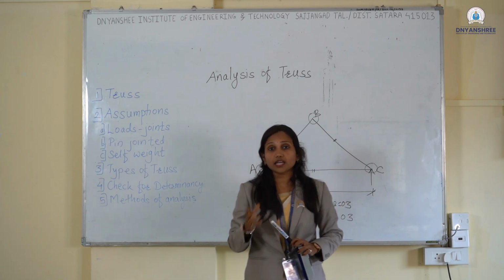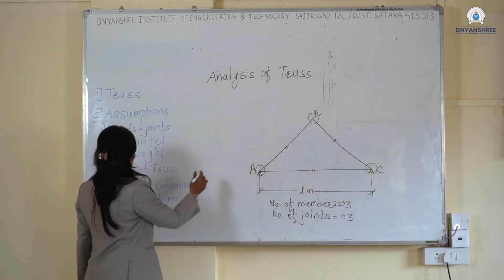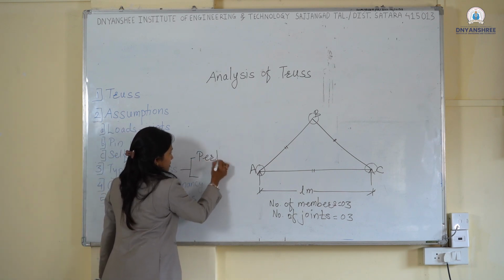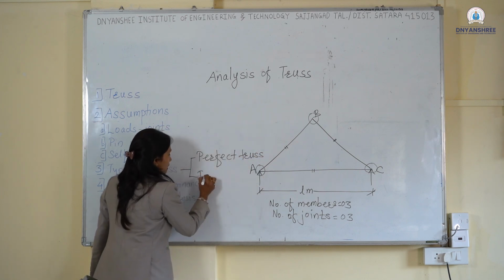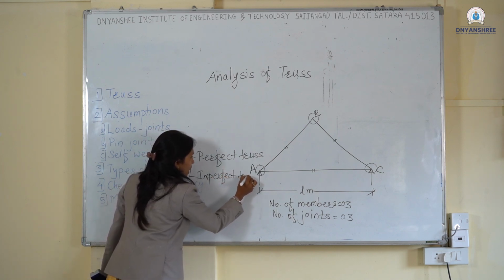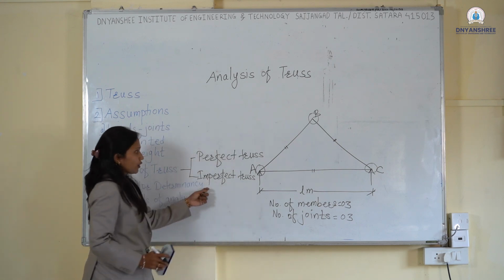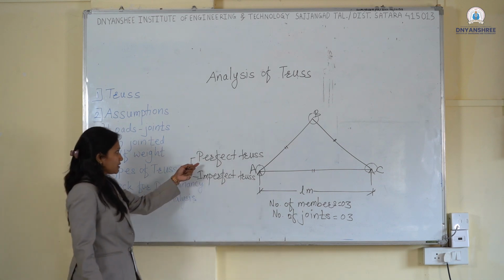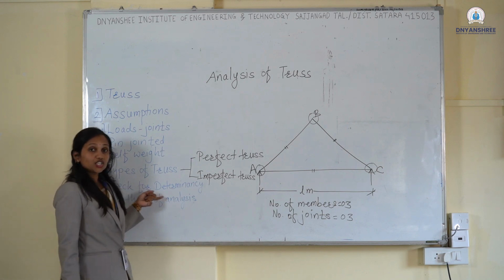Now let us see what the types of truss are. There are two important types. The first one is a perfect truss and the second one is an imperfect truss. How are we going to identify whether a truss is a perfect truss or an imperfect truss? For that there is one condition that we have to check, so we have to consider the check for determinacy.